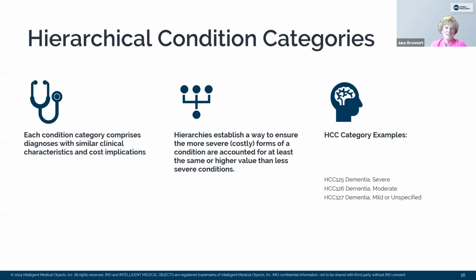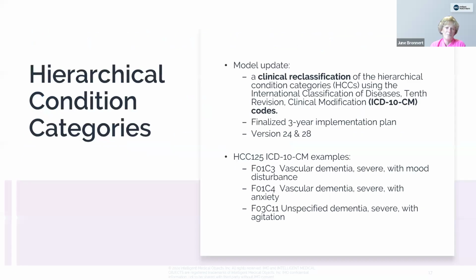The diagnostic conditions are used to establish condition categories. These categories have similar clinical characteristics and cost implications. A hierarchy of the condition categories was established to ensure the most severe forms of a disease state is used in prediction and reimbursement. Here you can see a few examples of HCC categories. The model was created using ICD-9 CM codes until recently, as we will see on the next slide.